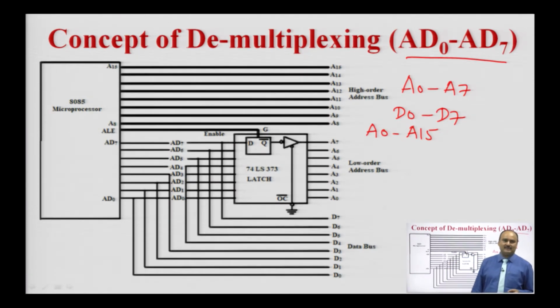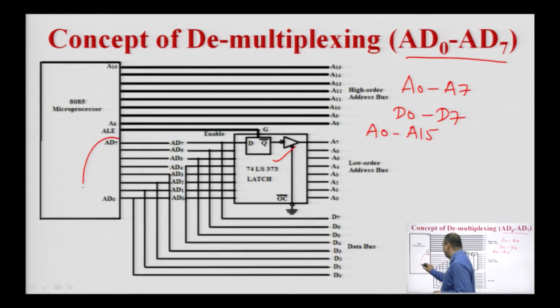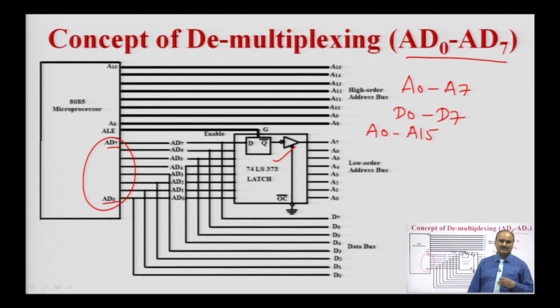To demultiplex the address from the multiplexed address data bus, we need a latch IC, that is IC 74LS373. This is the latch IC which is used to demultiplex the multiplexed address and data bus. See here in this figure, in the 8085 microprocessor we have the multiplexed address and data bus designated by AD0 to AD7. So, the first thing is that we need to demultiplex. Demultiplex means we need to separate the low order address bus and the data bus from the multiplexed address and data bus. For this purpose we use the latch IC 74LS373.